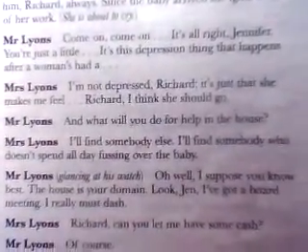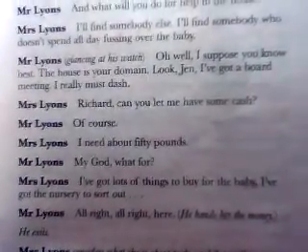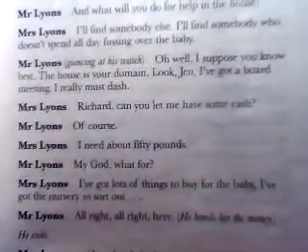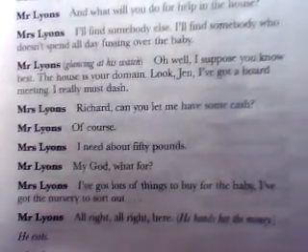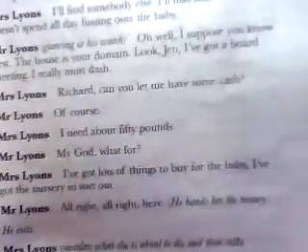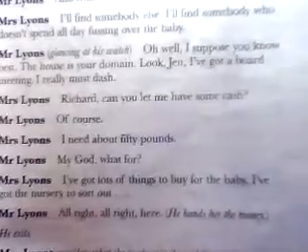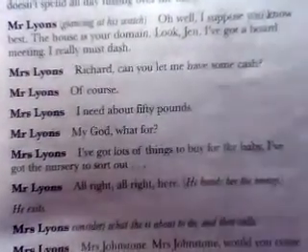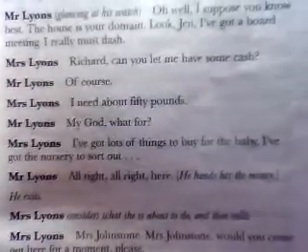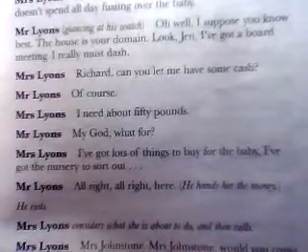Mrs. Lyons then carries on and says, "Richard, can you let me have some cash?" "Of course." "I need about £50." "My God, what for?" £50, of course, in the 1950s here, is a huge sum of money at a time when a starting salary might be £5 or £6 a week. Huge sum of money. Once again, we're reminded of the economic power that they have, particularly over people like Mrs. Johnstone, because of their middle-class status.